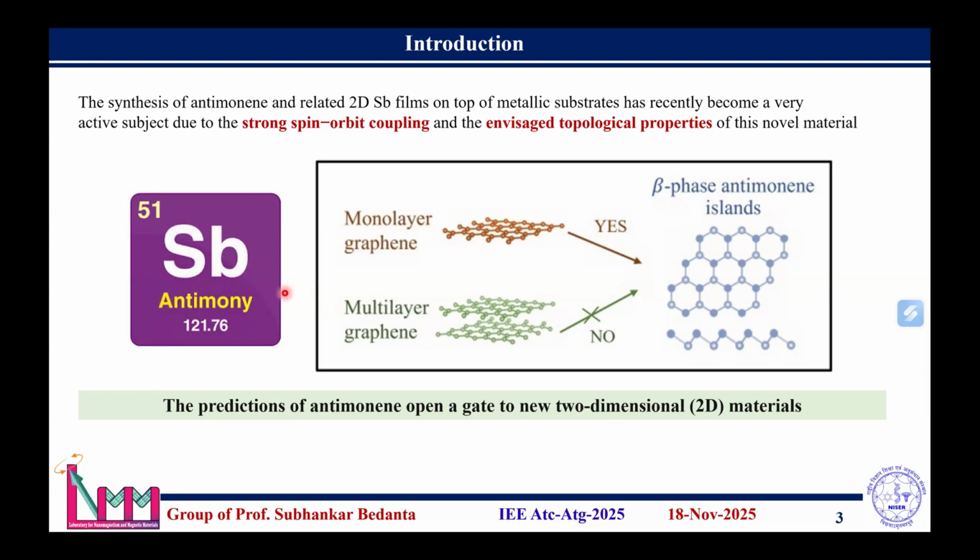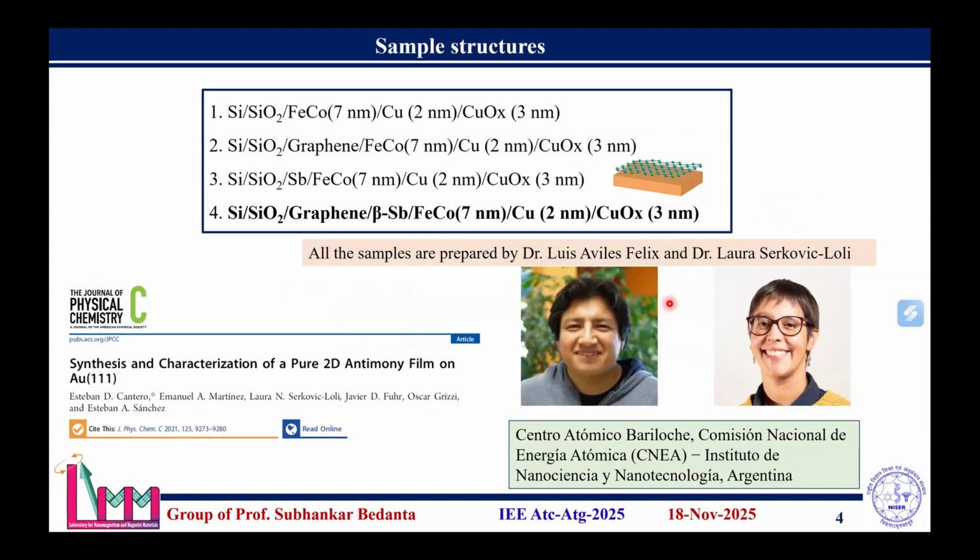One challenge is that this 2D antimony cannot be grown on any substrate. It is observed that if we grow antimony on top of monolayer graphene, then we can stabilize the beta phase, whereas with multilayer graphene, no beta phase can be stabilized. Considering these aspects, we have fabricated four heterostructures. Kindly note that sample 4 is quite important for us, where we have stabilized the beta phase of antimony on top of graphene. Samples 1 to 3 are references to sample 4.